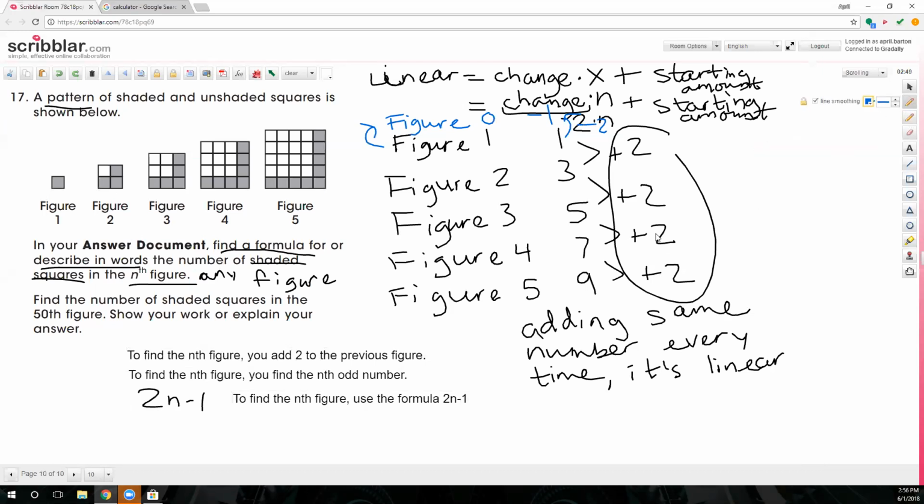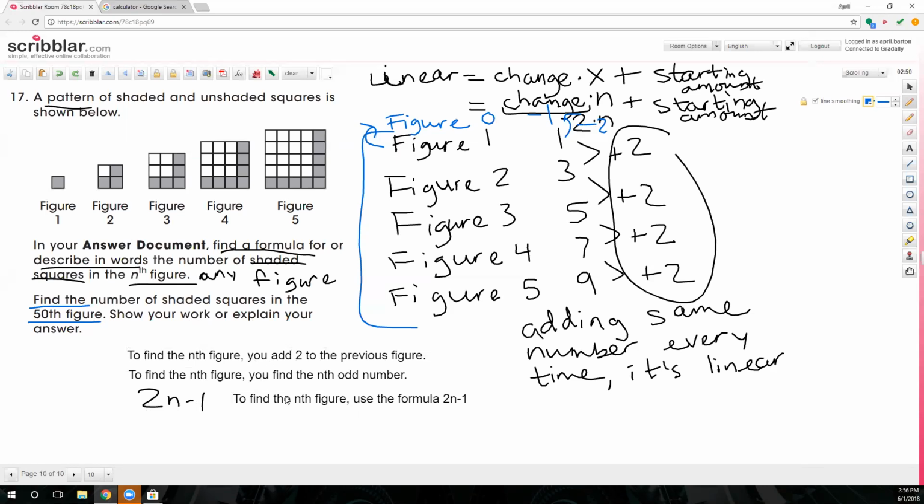And when you're writing this out, I think it's helpful to write out this table too. I think you'll still get points for being very specific and showing what happens with each figure. So then find the number of shaded squares in the 50th figure. Show your work or explain your answer. So show your work, that works better if you did find the formula.